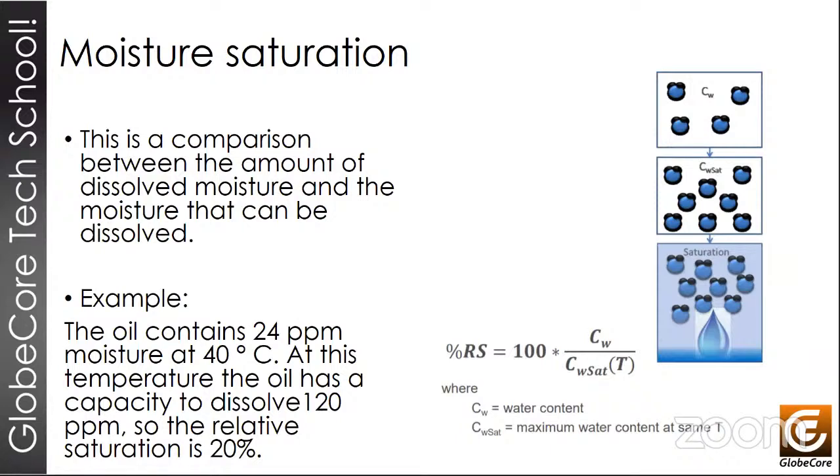Moisture saturation is that ratio that links the amount of dissolved moisture to the amount of moisture that can theoretically be dissolved. So this value is usually expressed as a percentage. This means that 50% saturated oil basically uses up half of its water dissolution capacity.